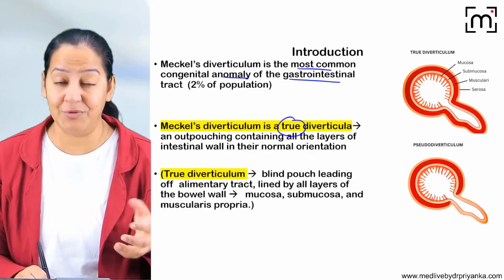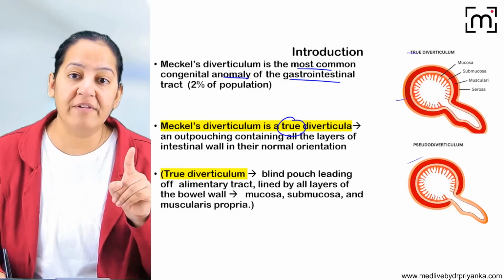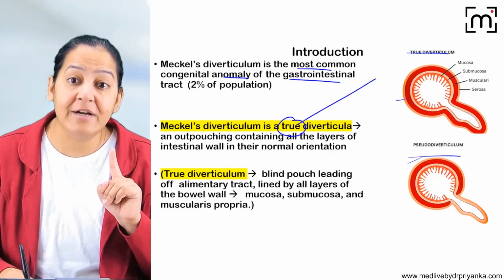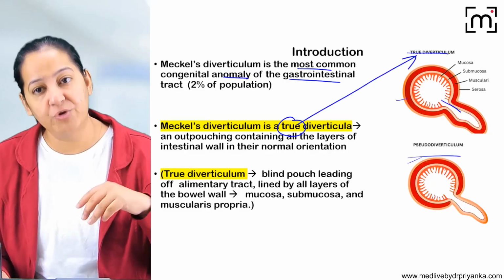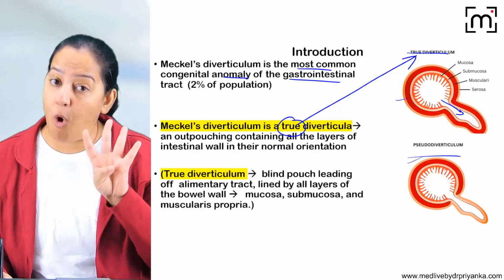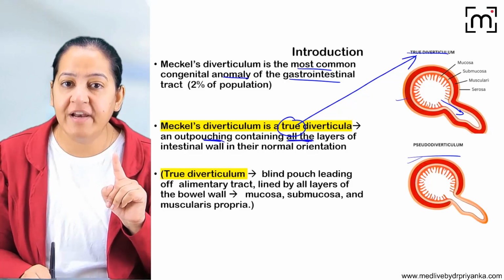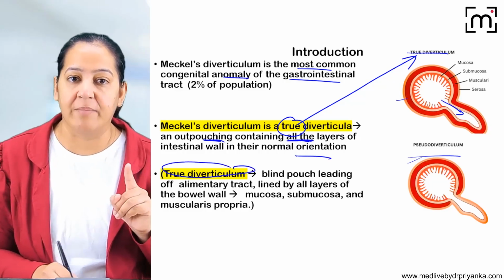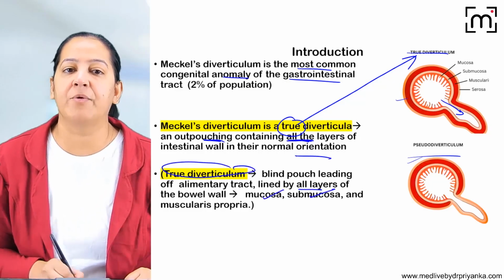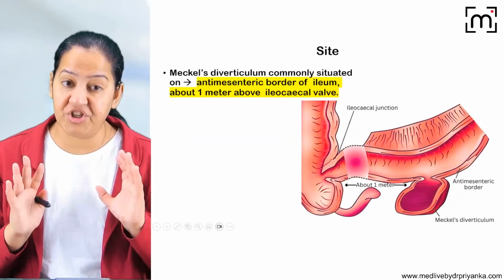You know the 2 types of diverticulum, true and pseudo. So is Meckel's diverticulum a true diverticulum or a pseudo diverticulum? I'm saying it's a true diverticulum, not pseudo. It is the protrusion of all 4 layers. It is the outpouching which contains all the layers of the GIT in their normal orientation: mucosa, submucosa, muscularis propria as well as serosa. You can see it clearly. So that is the introduction, the definition.